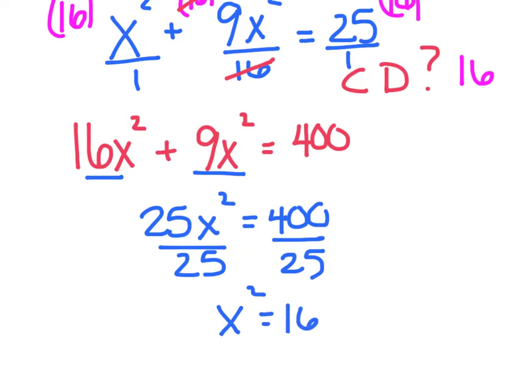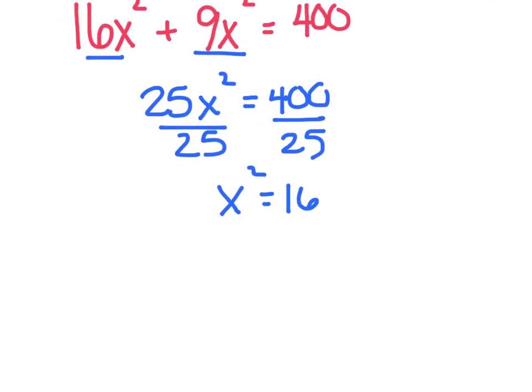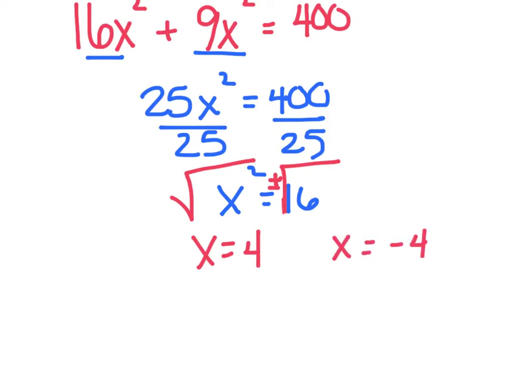Now don't fall for this bear trap, guys. There's more than one answer here. Every time you slap your own square root on, don't forget that plus minus. So you actually get x equals 4 and x equals negative 4.